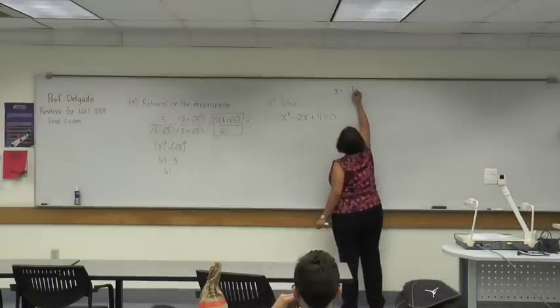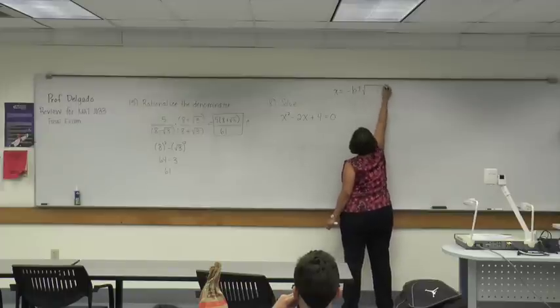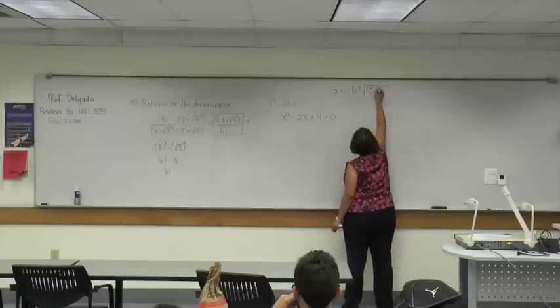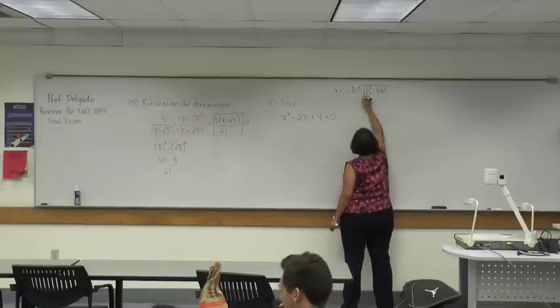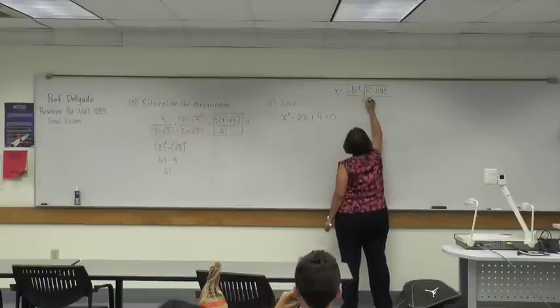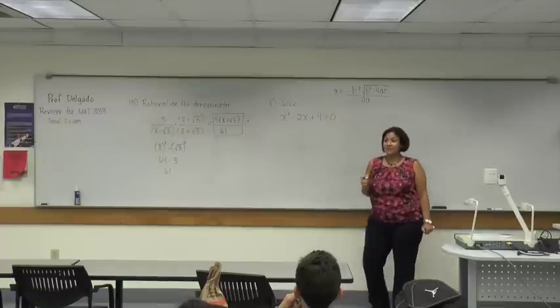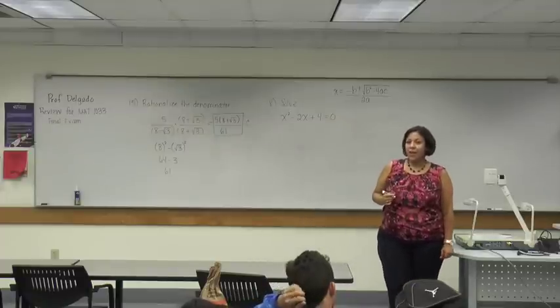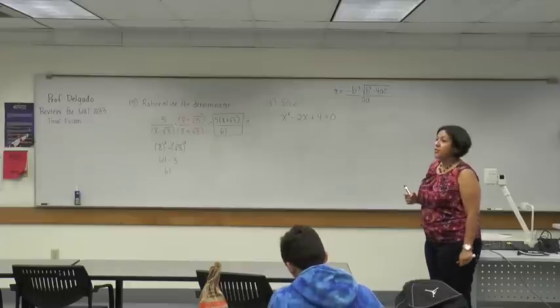The opposite of b plus or minus square root of b squared minus 4 times a times c all over 2 times a. We need to know that one. We need to know that one. That is the quadratic formula.